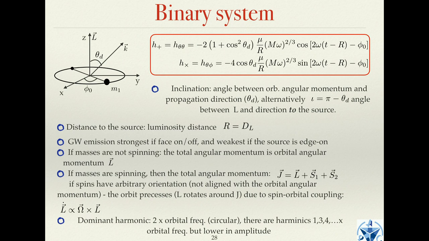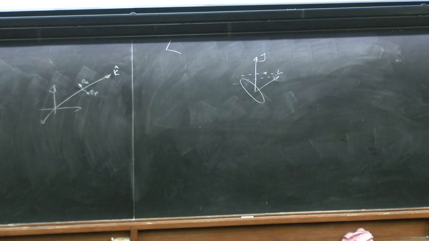And what happens there is that we have spin orbital coupling, and the orbital angular momentum starts precessing around J. So what happens here, let me try to draw it. If this is the vector J, this is the vector L, this is the orbital plane, and basically we have this precession of L around J. Which means we start to see the system under a different angle.